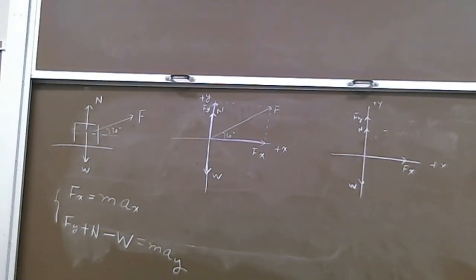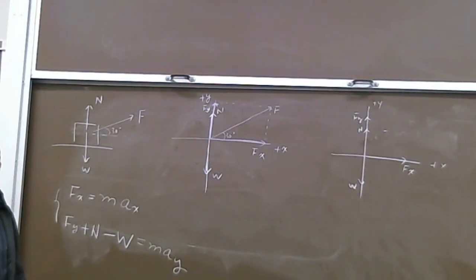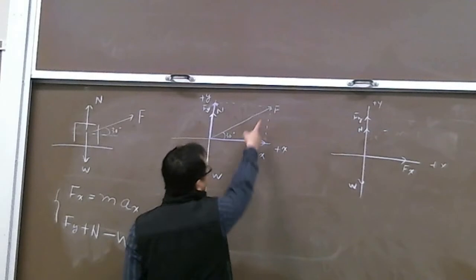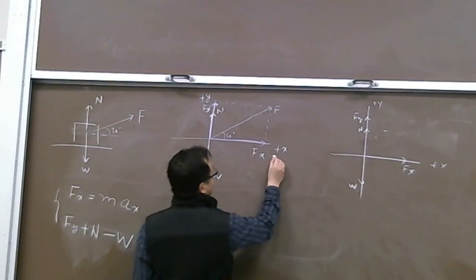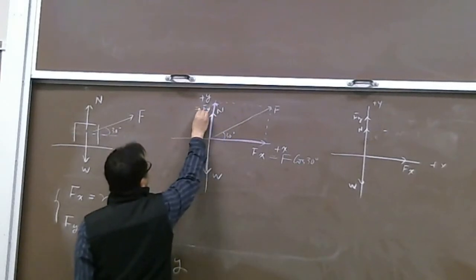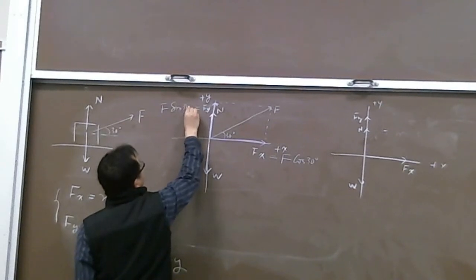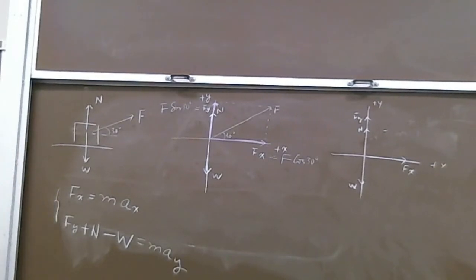Now, of course, we have something else to do. Here, Fx and Fy are just generic names. In this case, we have more information about Fx and Fy, because when you do the decomposition, you can see that Fx will give you the angle, so Fx has to be the force multiplied by cosine 30 degrees. And Fy has to be F multiplied by sine 30 degrees. So we actually have some expression of Fx and Fy.